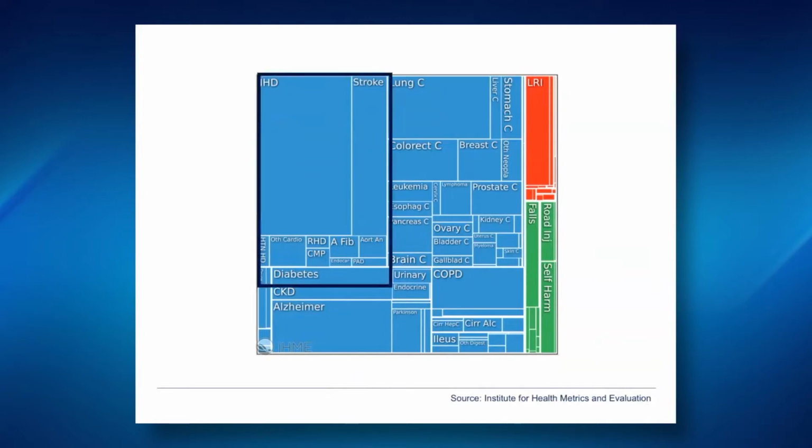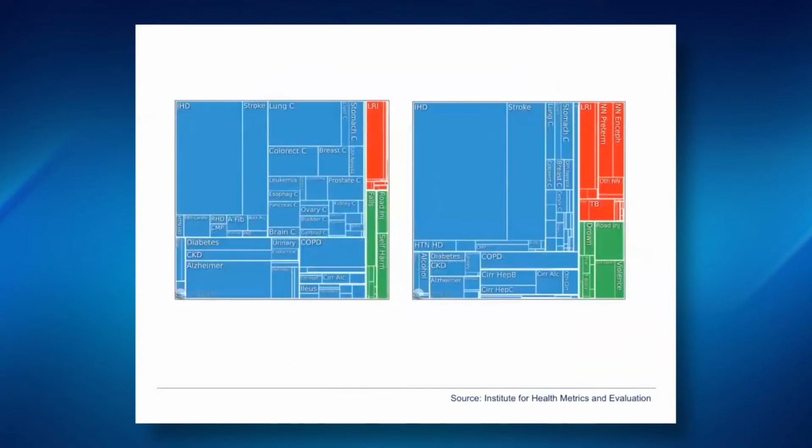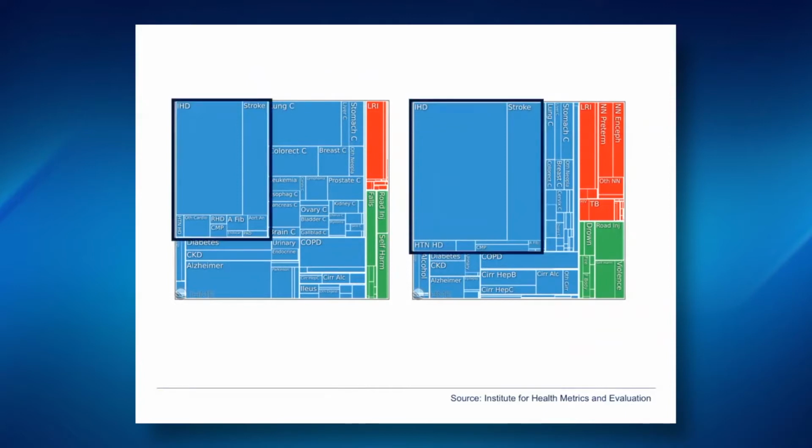And as you can see on the top left corner, the blues are the non-communicable diseases, the reds are the communicable diseases, and green is injury, trauma, self-harm. And on the top left corner is this large chunk of cardiovascular disease, ischemic heart disease and stroke being big ones, but atrial fibrillation, diabetes-related conditions, etc. Now I present to you two such tree maps representing two different countries, but you can see overall the burden of disease is more or less similar, with fairly large areas of the total disease being cardiovascular disease.